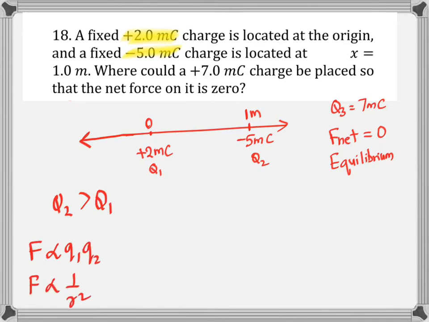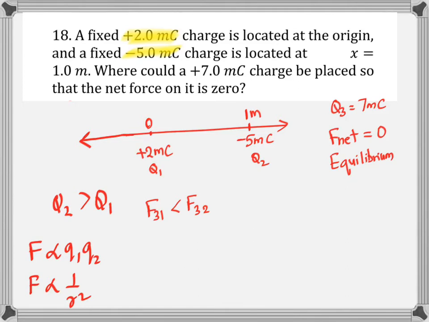Now Q2 is greater than Q1, because 5 is greater than 2, so the magnitude of Q2 is greater than Q1. From Coulomb's law, force is directly proportional to the product of the charges and inversely proportional to the distance between them. We don't know where Q3 is placed, but we know the values of the charges. So we can say that the force on the third charge because of the first charge will be less than the force on the third charge because of the second charge, because the second charge has a higher magnitude.